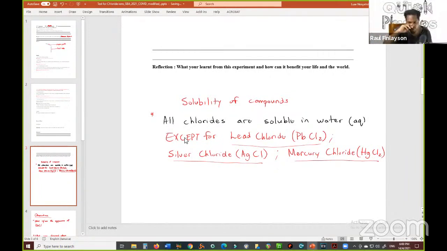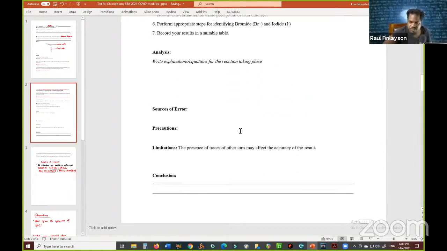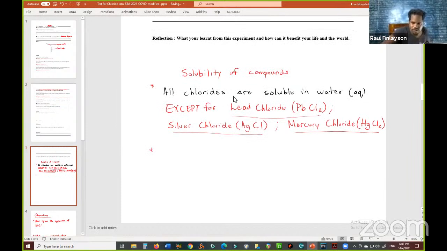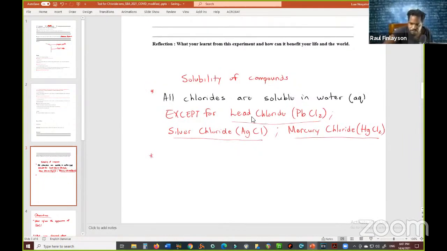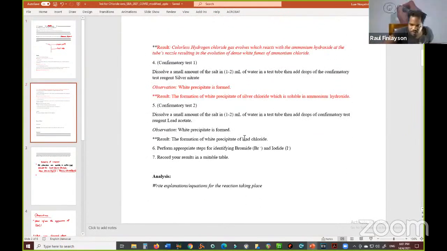So when you're doing the analysis, it needs to show up in the equation. I'm going to show that in a minute. So that's the takeaway lesson here, guys. All chlorides are soluble in water except these three. And that's why we use silver nitrate, because when you add silver nitrate to sodium chloride, we end up with silver chloride and sodium nitrate. And of course, that's how chemical reactions work. Let's show how that works out in a minute.